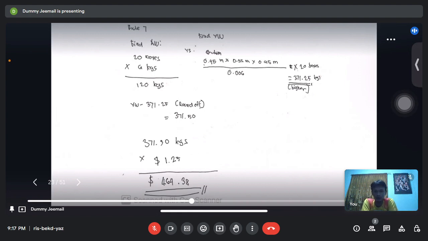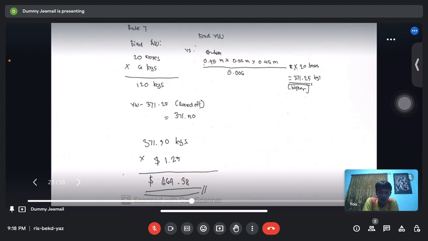And then we have to find our volume weight as well. We multiply 0.45 meters times 0.55 meters times 0.45 meters. Whatever the answer is, we divide it by 0.006, and whatever the result of the division, we also multiply by the units, which is 20 boxes. Our answer will be 371.25 kilograms. Since it is a decimal, it is a volume weight, and it is higher, that is the time we round off.